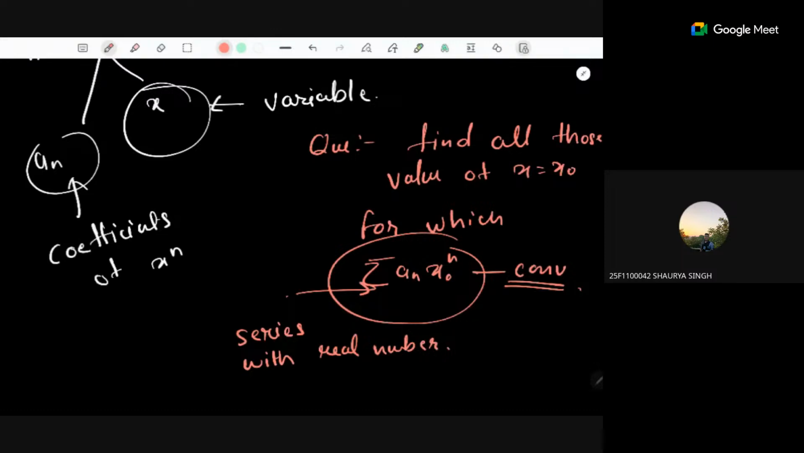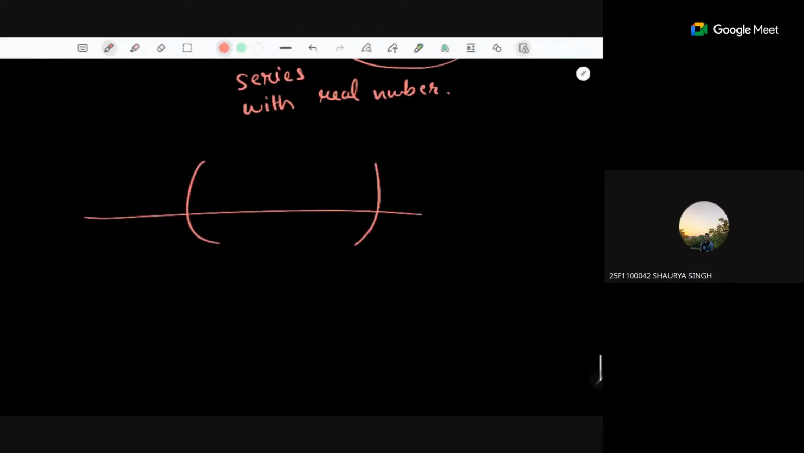But ultimately, those values of x always lie in an interval. So if you take all those values of x for which a given power series converges, that set is nothing but an interval. In this interval, we have a number which is known as the radius of convergence, ROC, of the power series.